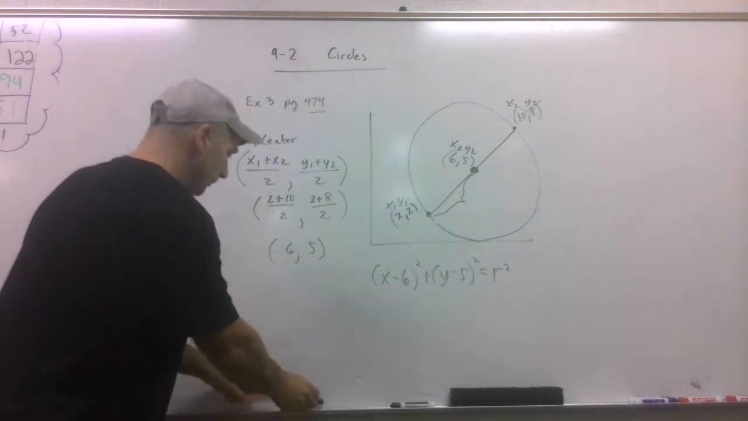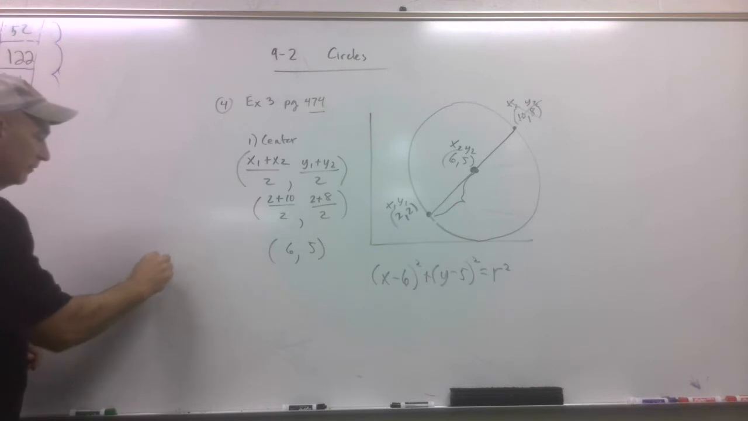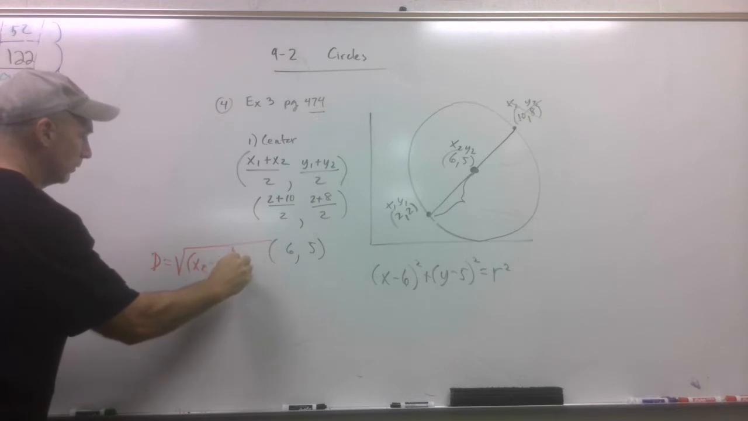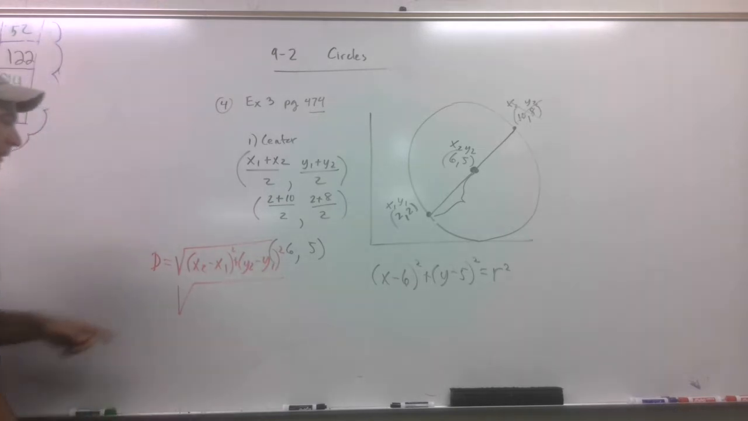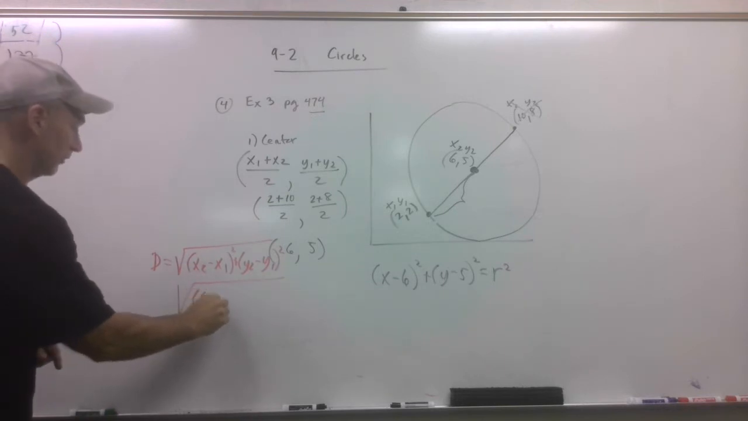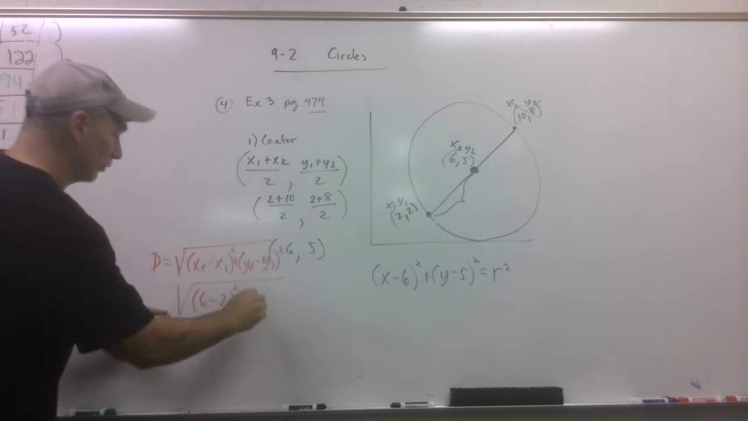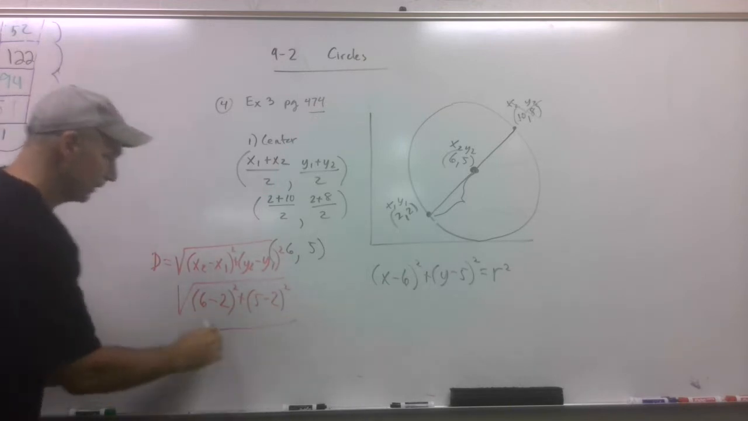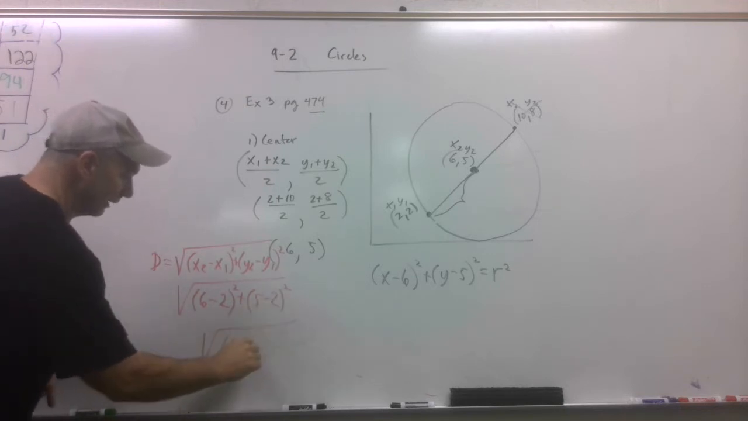So the distance formula is the square root of (x2 minus x1) squared plus (y2 minus y1) squared. Got to plug and chug and remember your basic algebra skills. x2 is 6, x1 is 2, squared, plus y2 is 5 minus y1 is 2. Let's clean this up. 6 minus 2 is 4, 4 squared is 16, 5 minus 2 is 3, 3 squared is 9.